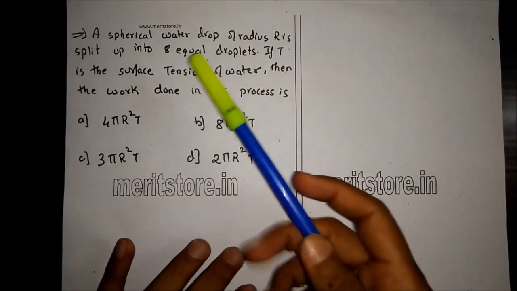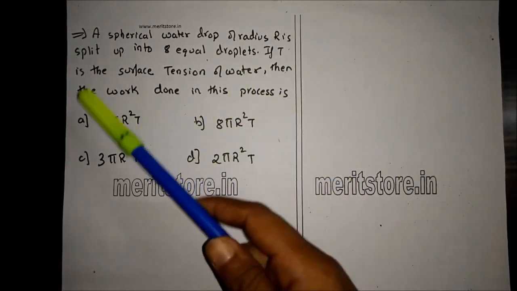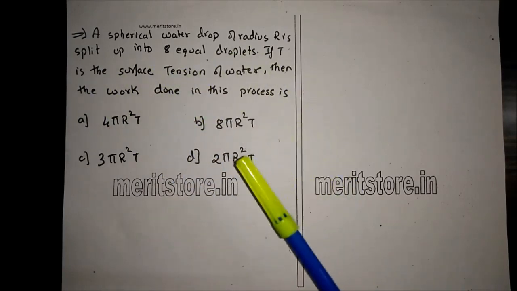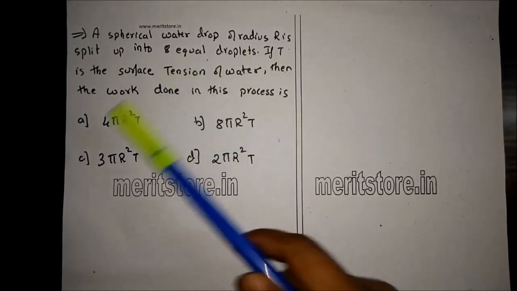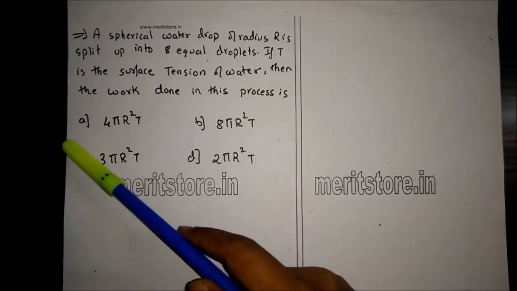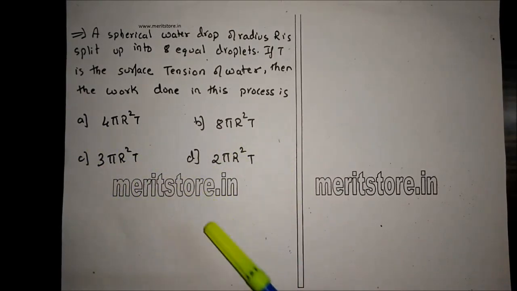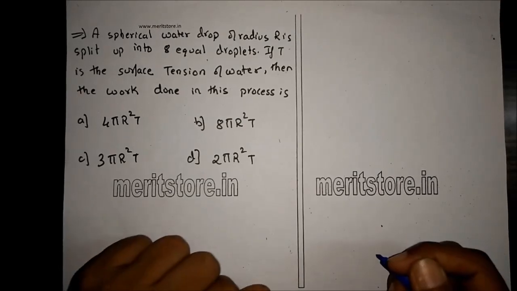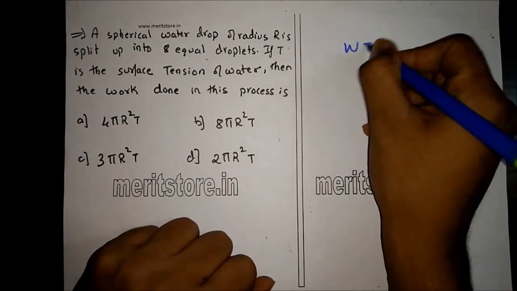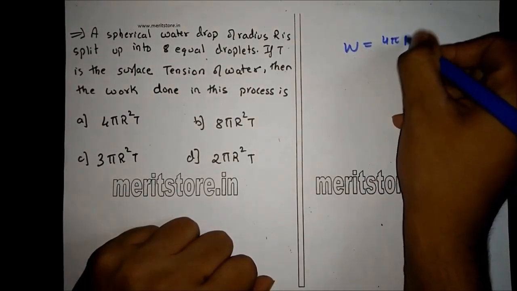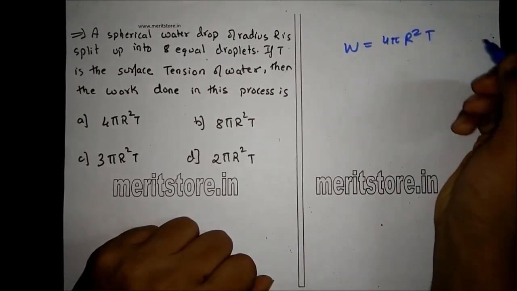A spherical water drop of radius capital R is split up into 8 equal droplets. If T is the surface tension of water, then the work done in this process is either 4 pi R square T, 8 pi R square T, 3 pi R square T, or 2 pi R square T. Now, for a water drop, the work done W is equal to 4 pi R square T.